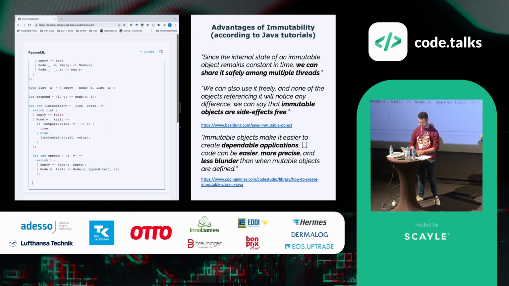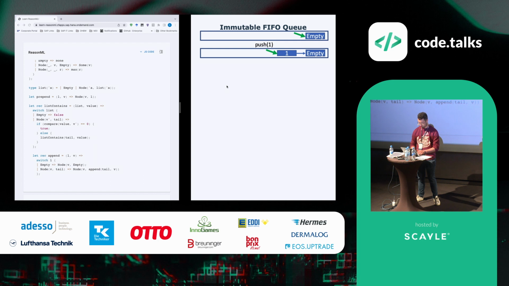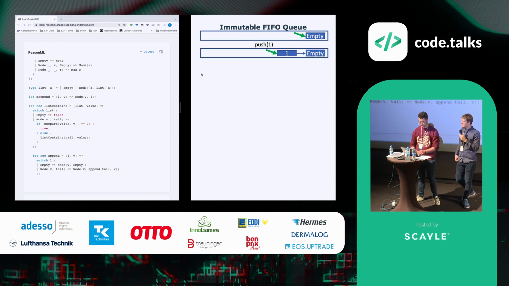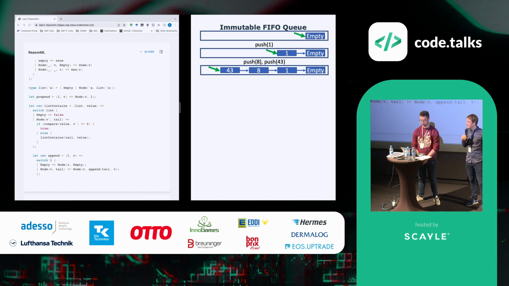So can we switch to the next? Okay, so let's go for the immutable first in, first out queue. What we start with is just the empty queue. Then we want to add our first element, which is going to be just the item 1. If we add the item 1, we just prepend it to the list. Okay, let's add some other values. So we add a value 8 and a value 43. We again can just prepend them to the list.